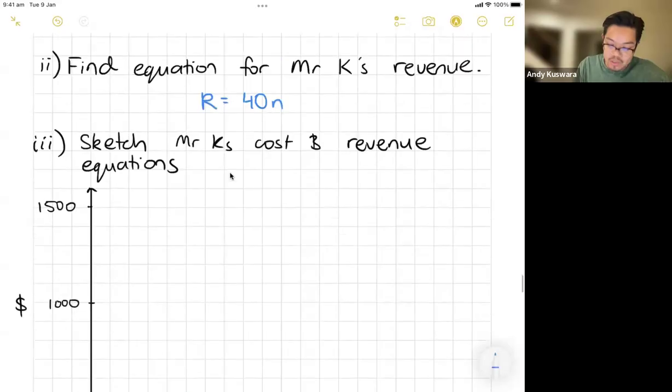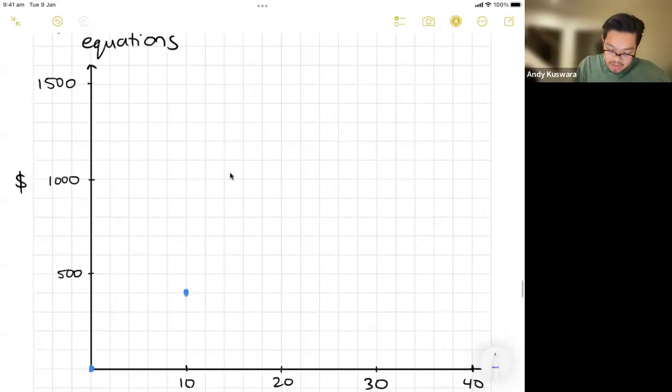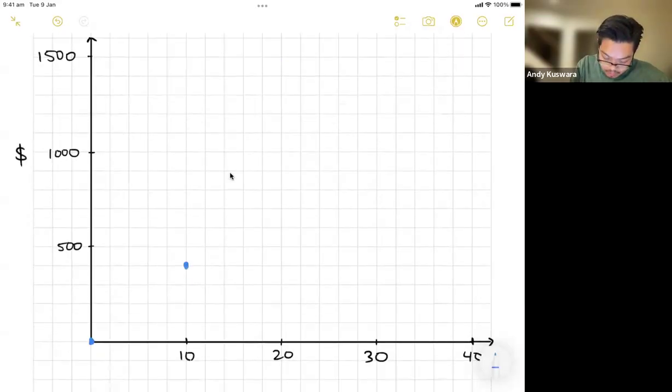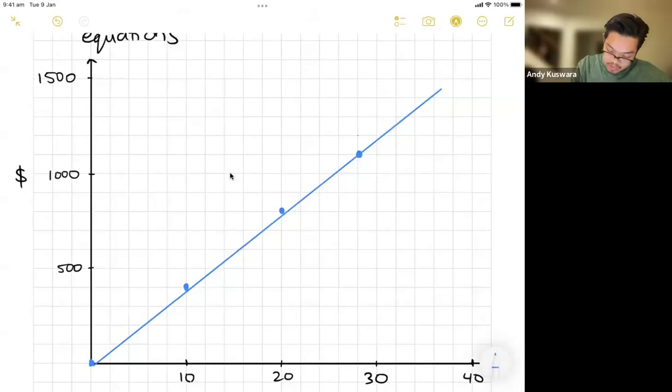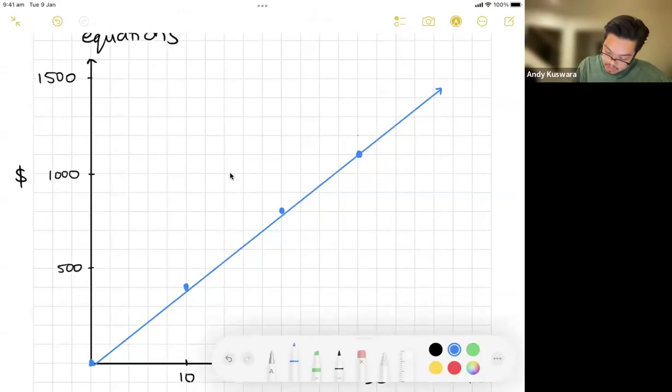Now, if I had 20 students, I'd go 40 times 20. That'll give me 800. And if I had 30, it would be 1,200. And what you can see here is this is going to map out a beautiful straight line for you. Thank God for technology. That's close enough for me. I will happily take that.